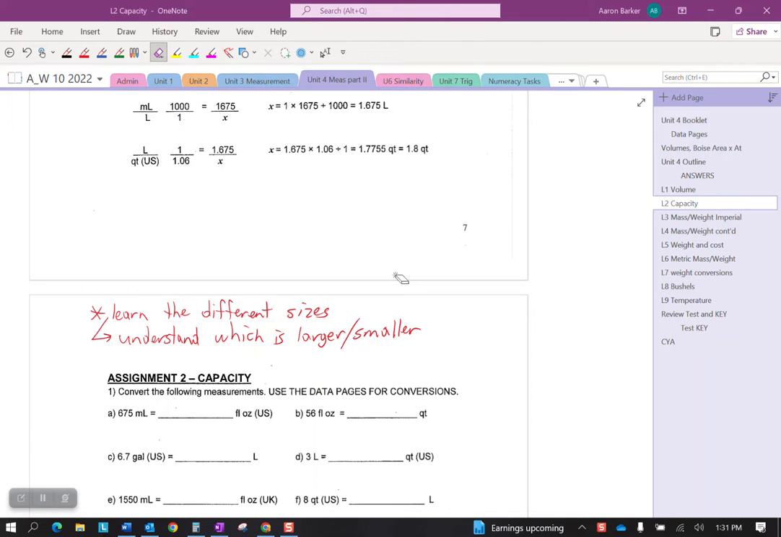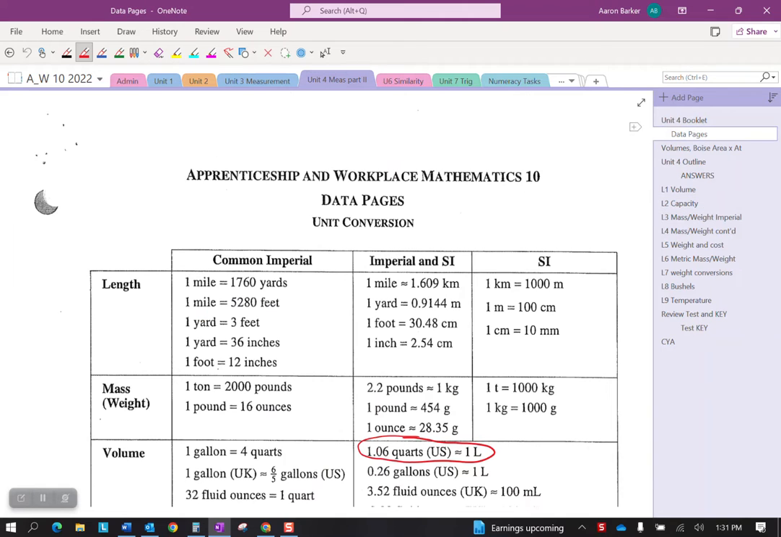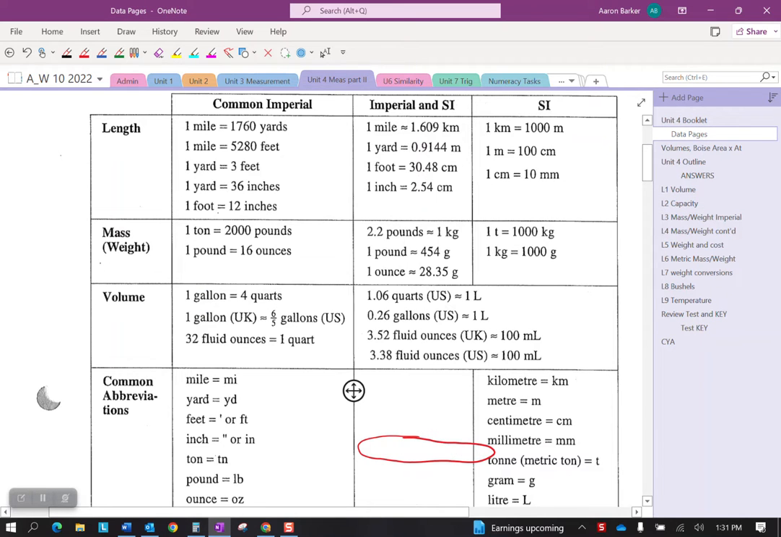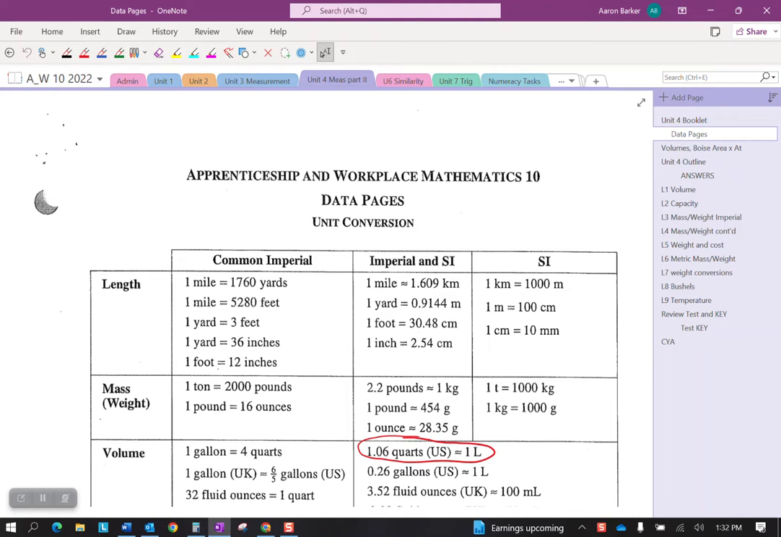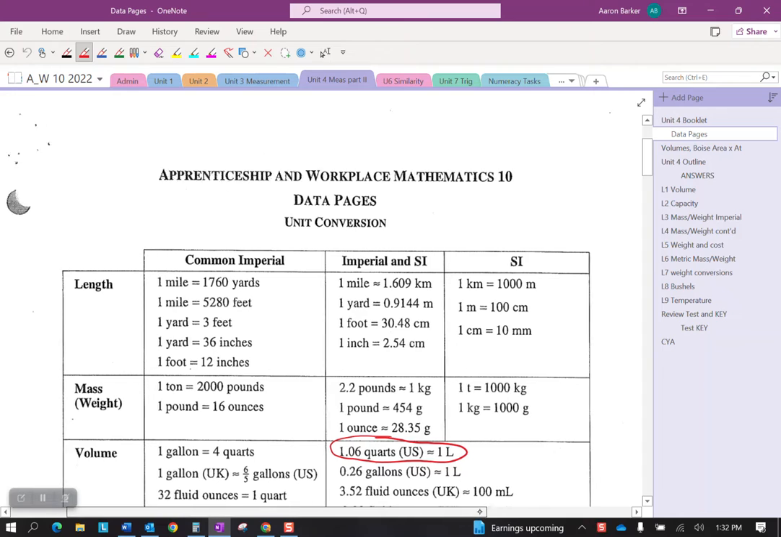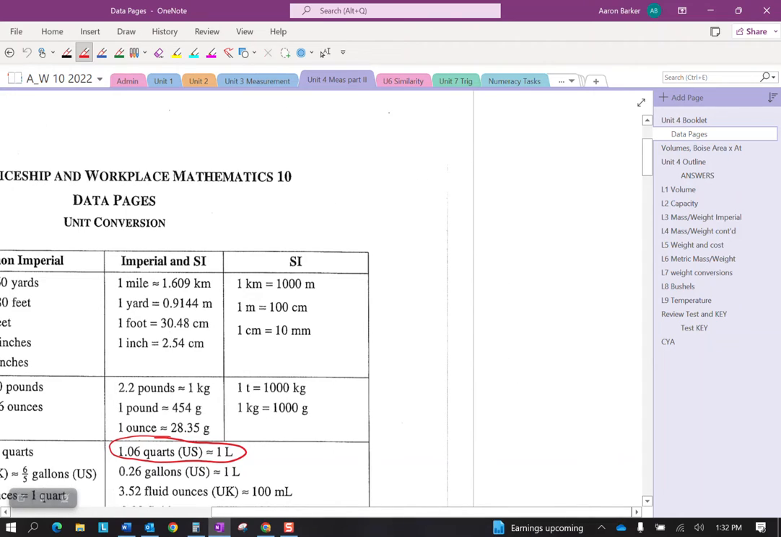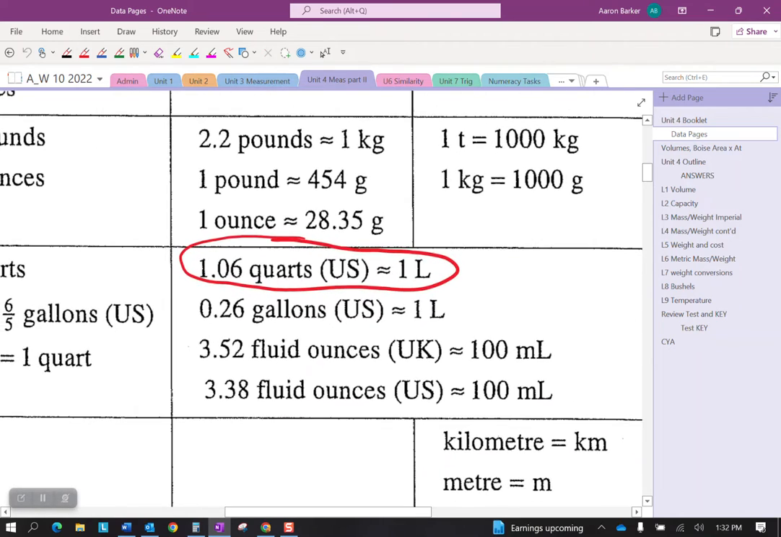All right. So for the homework yesterday, you have to multiply by a conversion factor. First of all, I hope everyone wrote down this conversion factor. 1 quart equals 1 liter. Okay, so write that one down right along your conversion table from yesterday.